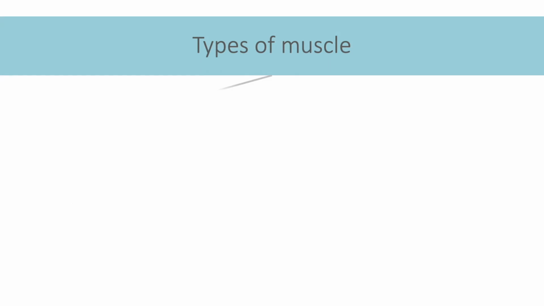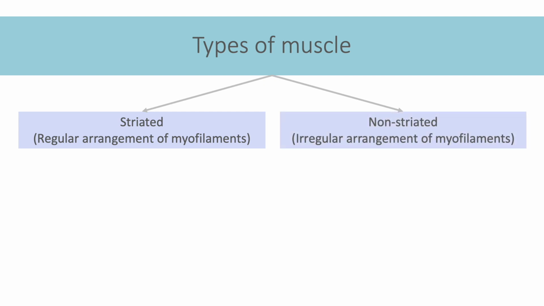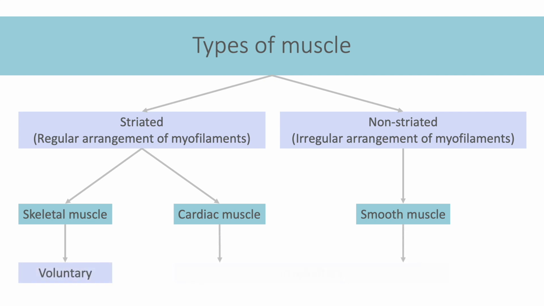Muscle can be classified as striated muscle, which has regular arrangement of myofilaments, and non-striated muscle, which has irregular arrangement of myofilaments. Striated muscle is further classified as skeletal muscle and cardiac muscle. Non-striated muscle includes smooth muscle. While skeletal muscle is considered to be under voluntary control, the cardiac and smooth muscle are considered to be involuntary.